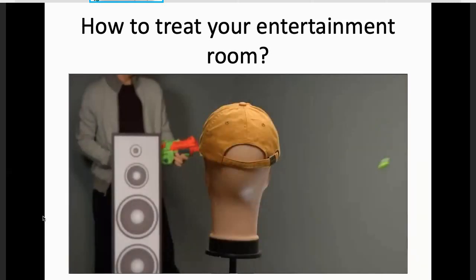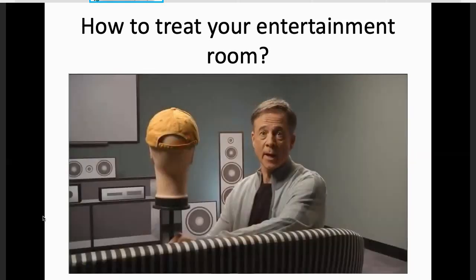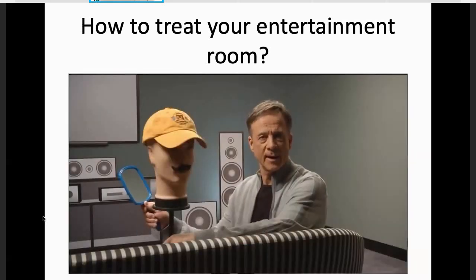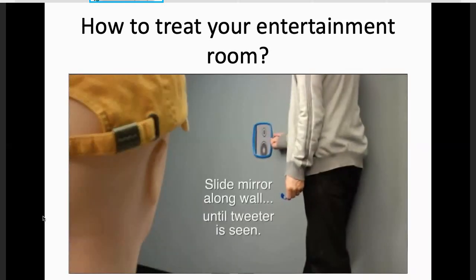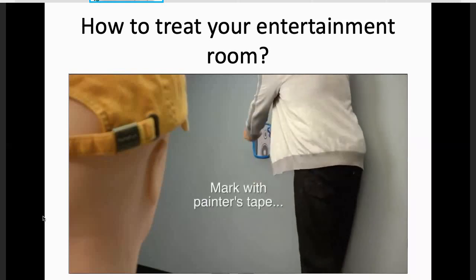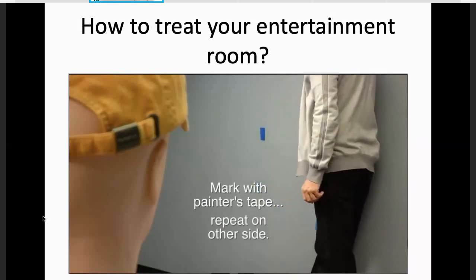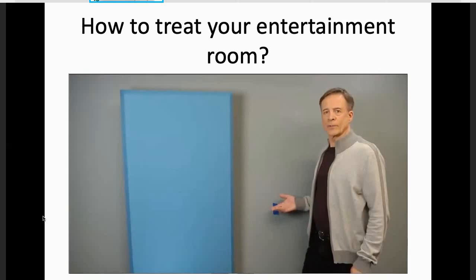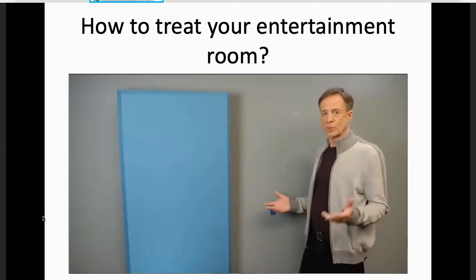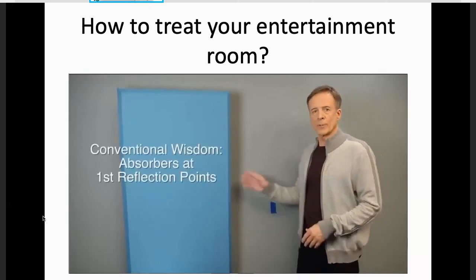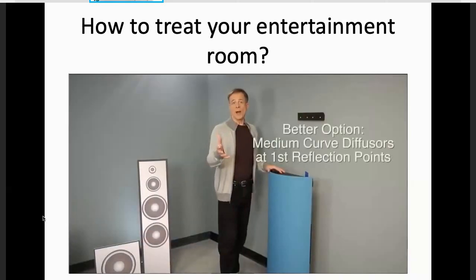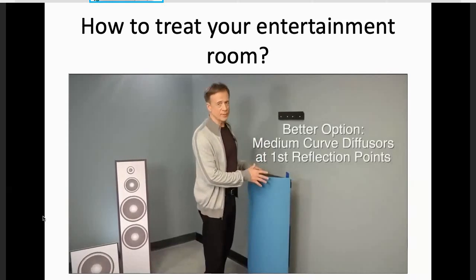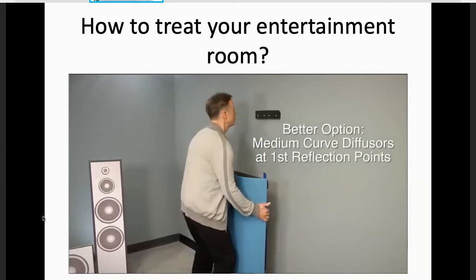Of course, you may not want to find your first reflection points like this. So here's an easier way. Get a handheld mirror and an assistant. Slide the mirror along the wall until your assistant sees the speaker's tweeter. Mark that spot with painter's tape, then repeat on the other side. Now you've marked your first reflection points on the walls. Which panels go there? Lots of people put absorber panels in their first reflection points, and that's okay. But a better option is to use our medium curve diffusers in those pesky first reflection points.